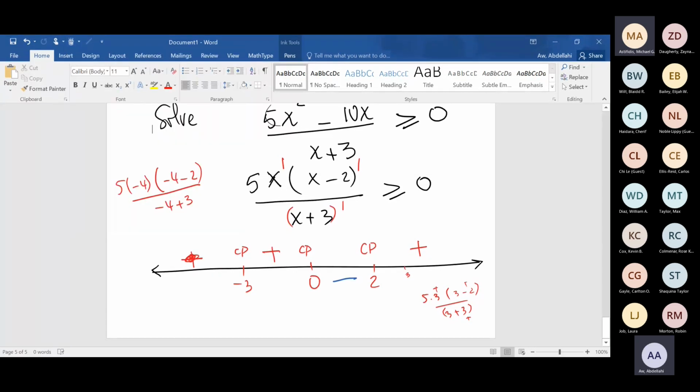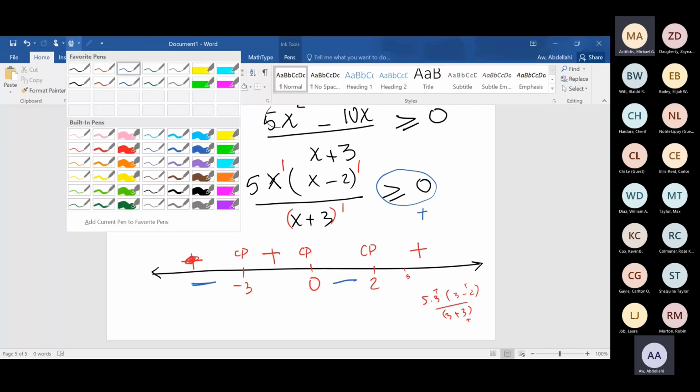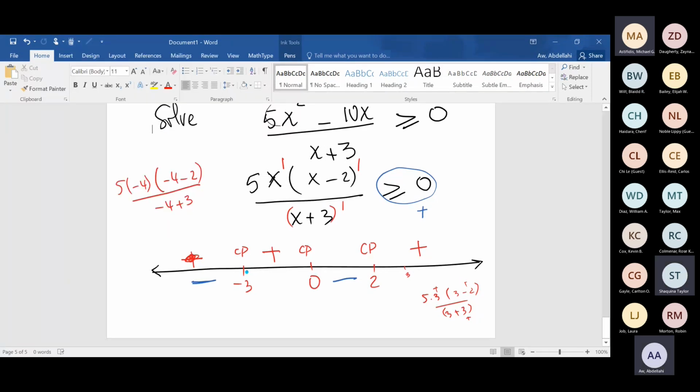This is going to be a minus, right? What is the sign we're looking for? The plus sign or the minus sign? Because of this, what sign are we looking for? The plus sign. Where do we see the plus sign? Between negative 3 and 0, and 2 and positive infinity.